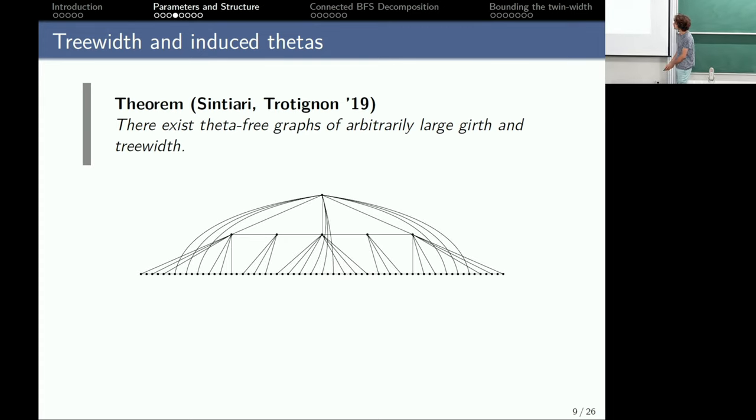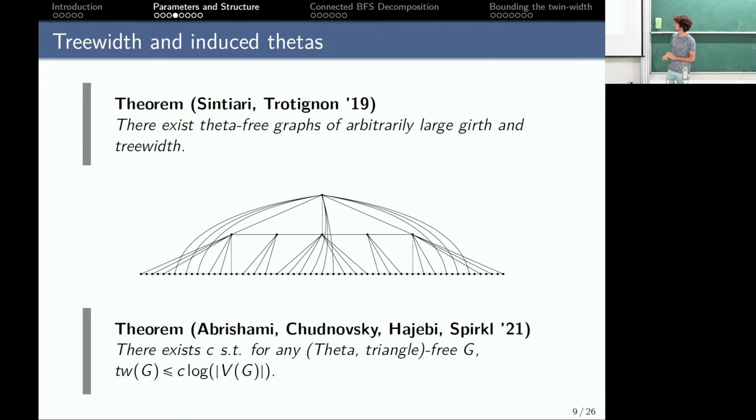They call this construction layered wheels. It's a recursive construction. I've only drawn three layers here, but basically you keep going on recursively. It's quite an intricate example, but these are graphs that have arbitrarily large treewidth but avoid a theta. Somehow this construction hints at the fact that the treewidth cannot be too large, since when we go from one layer to the other, it really looks almost exponential. And indeed, Abrishami, Chudnovsky, Hajebi, and Spirkl have shown that graphs forbidding a theta and forbidding a triangle have logarithmic treewidth, in the size of the vertex set.